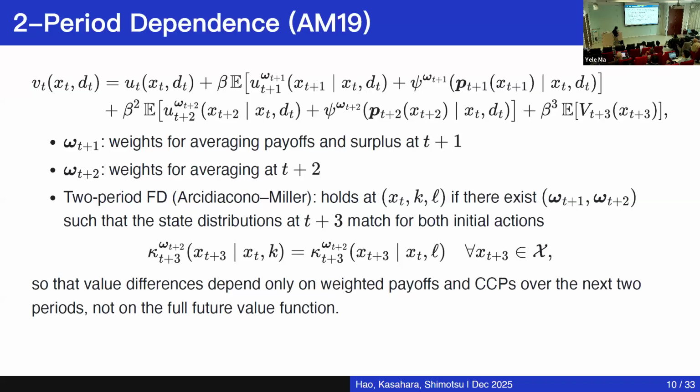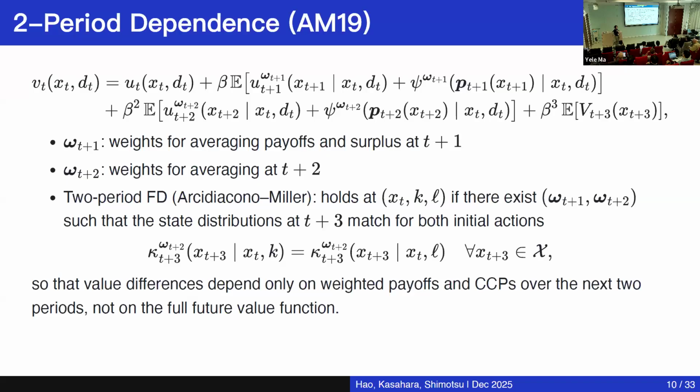Okay, so for two-period finite dependence, we can write the choice-specific value function in this way. This is W1 weighted T+1 utility plus the W1 weighted adjustment term from Bob's paper, and W2 weighted T+2 flow utility plus the T+2 adjustment term. And these terms can be backed out from the data.